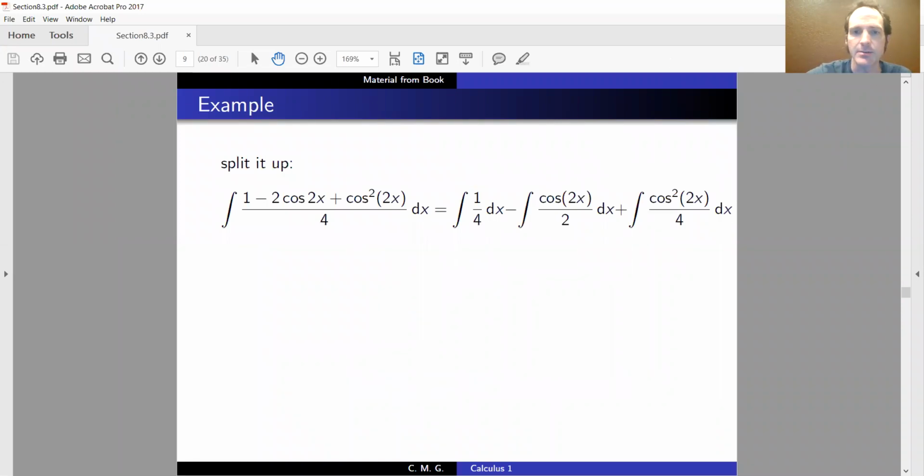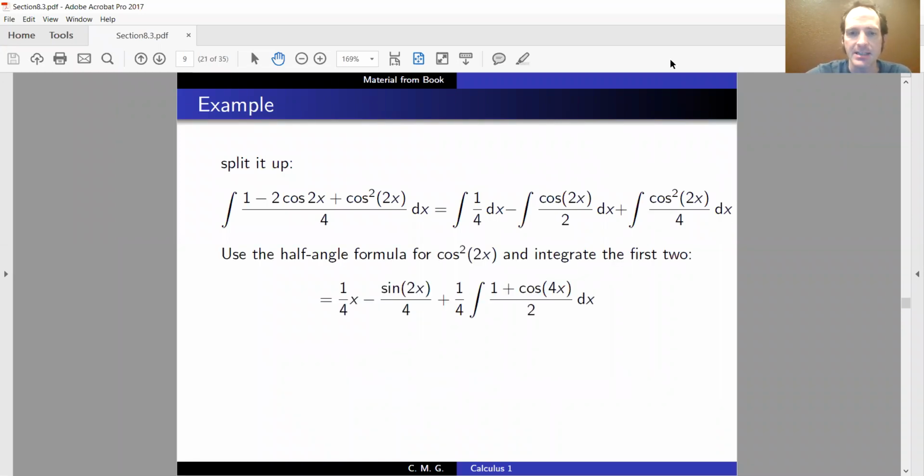So I can integrate each one separately. That's fine. And this last one here, I've got this 1/4 times that thing that I had as the cosine squared of 2x. So using that half angle formula for that and integrating the first two is not too bad. 1/4 is just 1/4 x. Cosine of 2x, again, is a u substitution. U equals 2x. It gives me sine of 2x over 4.